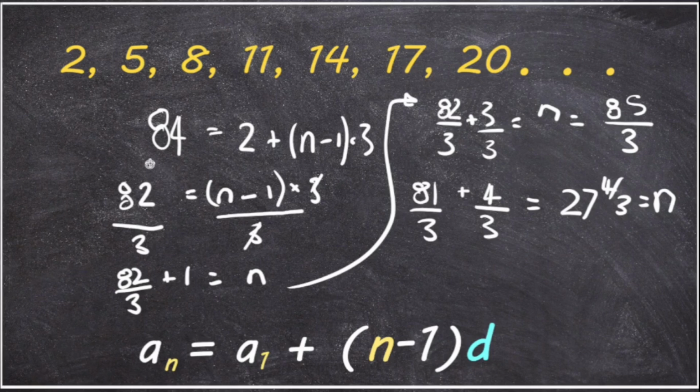So what this is saying is that if 84 is a term in this sequence, then its position would be 27 and 4/3. Well, a 27 and 4/3 position doesn't exist. It would either be 27 or 28. You can't have a fraction of a position. And if this position doesn't exist, then 84 is not a term in this sequence. So we've answered the question.